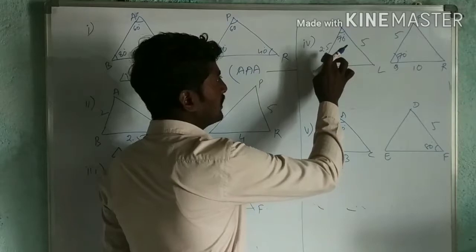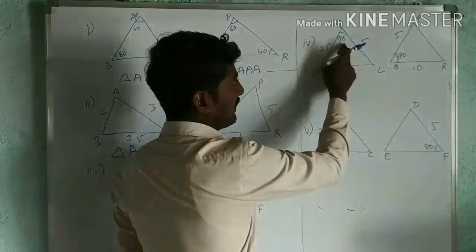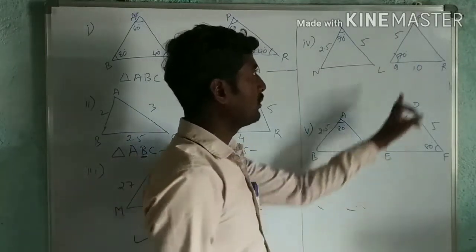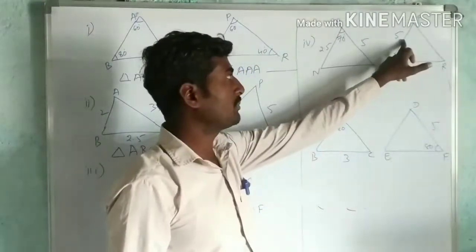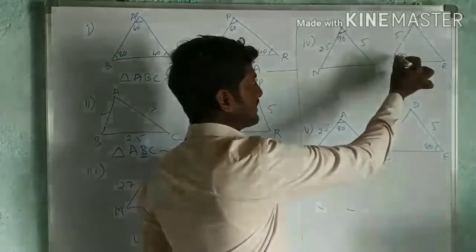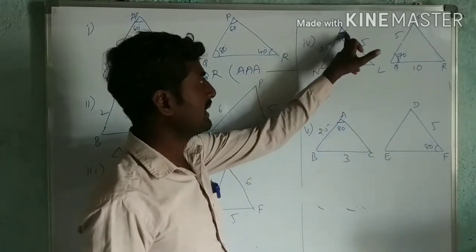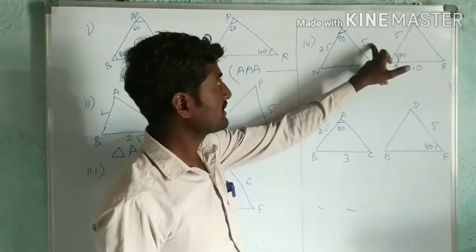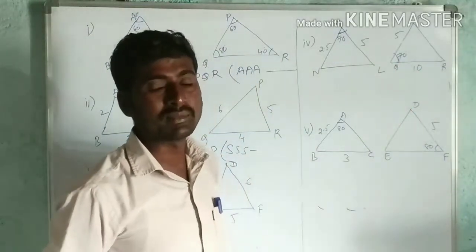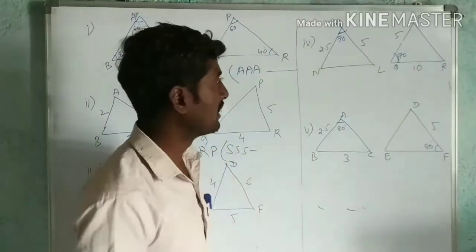Now, 2.5 divided by 5, so 1 by 2 we will get. Here 70, here also 70. 5 divided by 10, so again you will get 1 by 2. 2.5 divided by 5, 1 by 2. 5 divided by 10, 1 by 2. Here is also 70, here is also 70. So by using SAS, okay, SAS similarity criterion, what can I write? So these two triangles are similar.